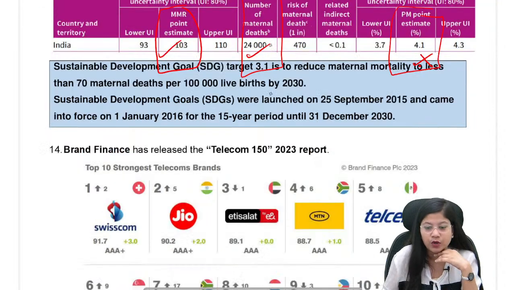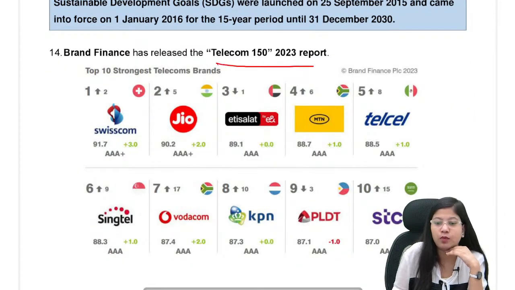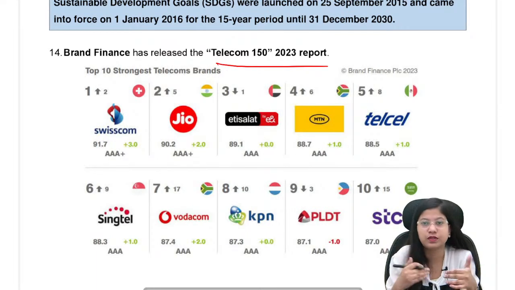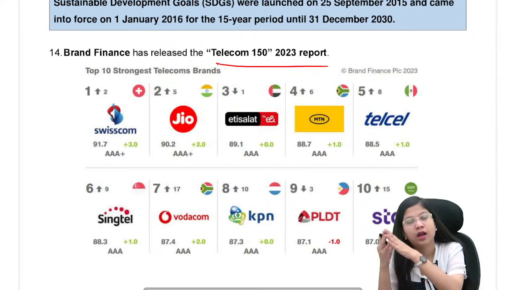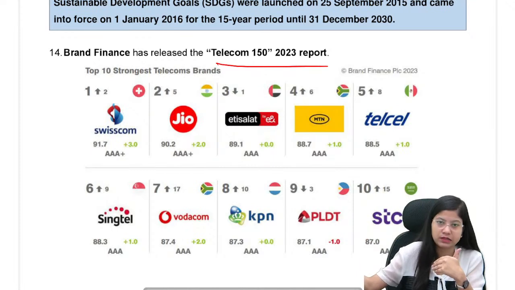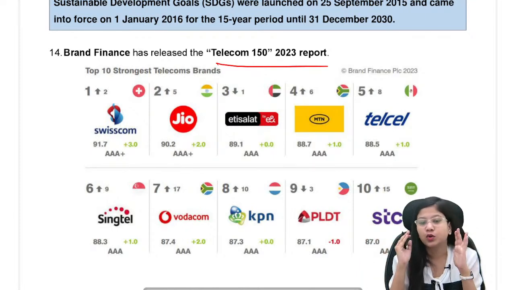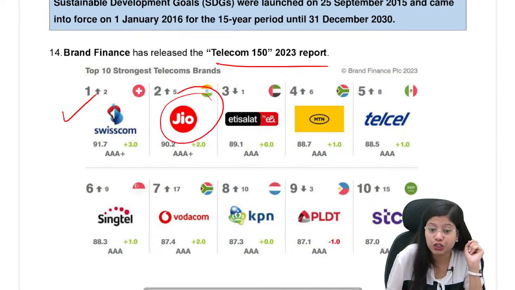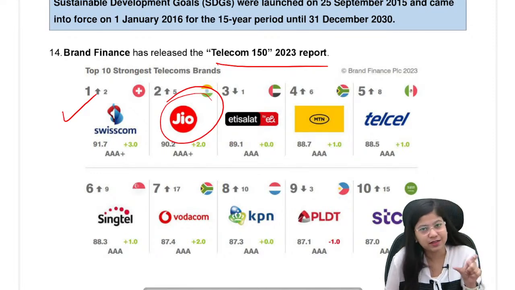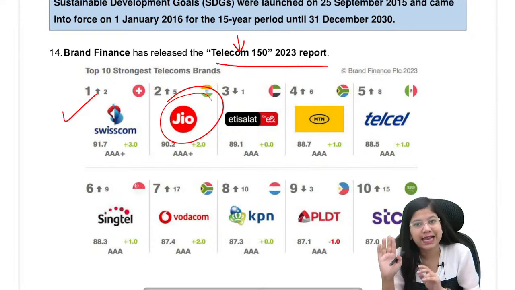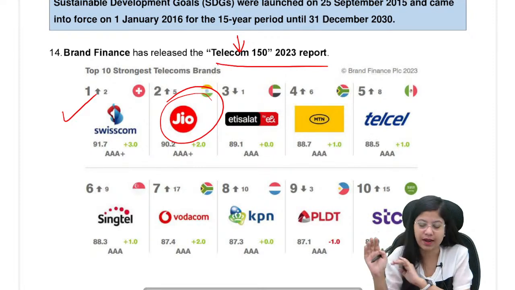Now, the next report is the Brand Finance Telecom 150 2023 report. Brand Finance is one organization which releases reports assessing different organizations on the basis of the value of their brands in the international market. This report has Swisscom at the first position, then our Jio is at the second position in the world as far as the telecom industry is concerned. So Jio is the world's second best telecom brand.